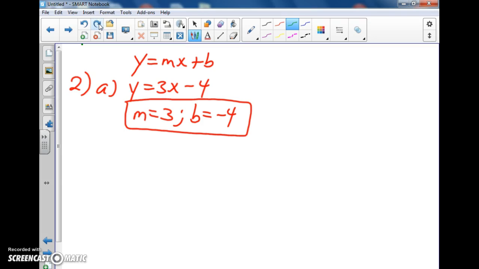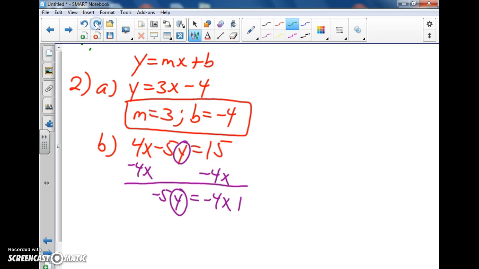The second one, the B one, is a little bit more challenging, because here's what we got. Now here's the thing. What's wrong with this? It's not in y equals mx plus b form, right? So what would you have to do first to put it into y equals form? Subtract 4x. Let's do that. There's the y; I want to get it by itself, right? Subtract the 4x, and you get this.